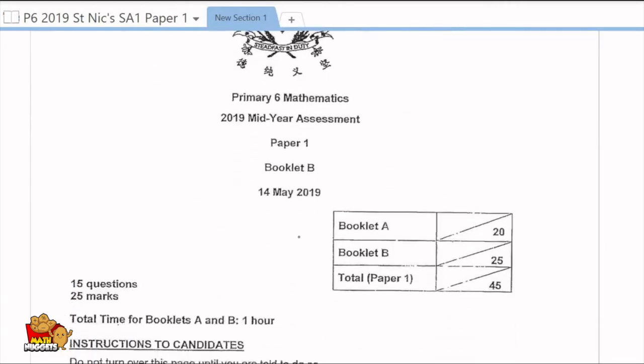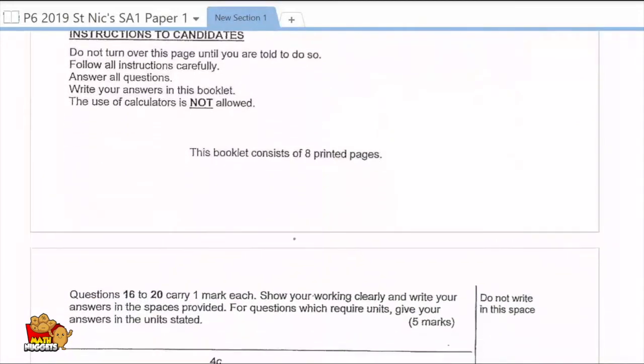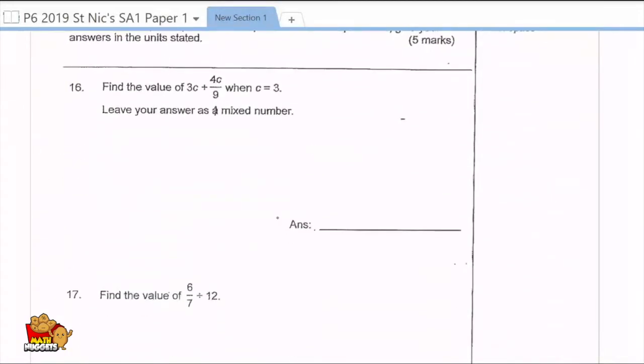Let's move on to section B. Algebra. Find the value of 3c plus 4c out of 9 when c is equals to 3. So 3 times 3, this will be 9. 4 times 3, that will be 12. 12 out of 9. So 9 plus 12 out of 9 will give me 1 whole and 3 out of 9, which is equals to 10 wholes. Oops.